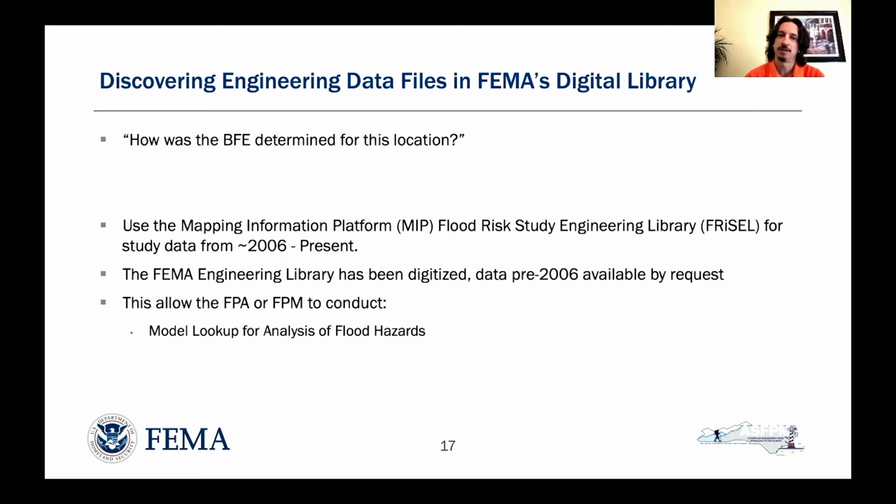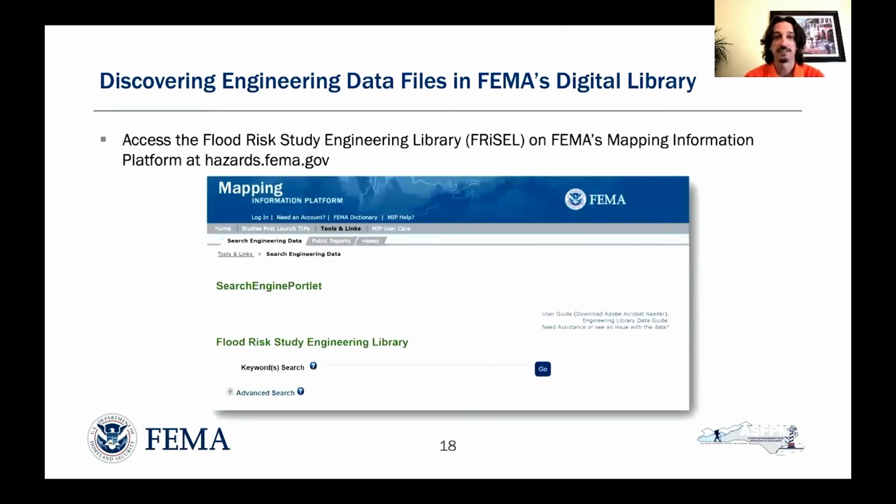The FEMA Engineering Library, the older paper warehouse from decades past, has been digitized, so you can request pre-2006 data, available by request. This will allow you to conduct model lookups for analysis of flood hazards. To access the FRIZL on FEMA's Mapping Information Platform, the MIP, the URL is on screen: hazards.fema.gov. Then you can see there's a tools and links bar, and then the search engineering data bar.